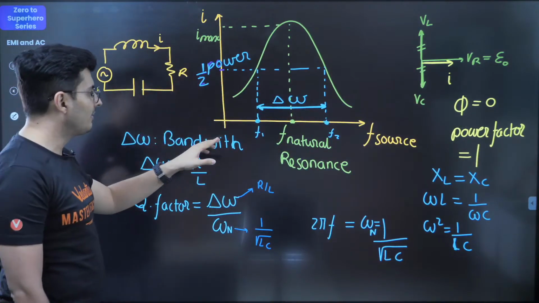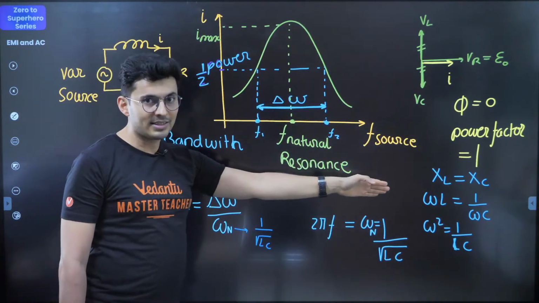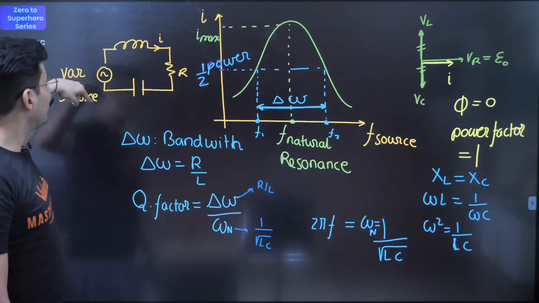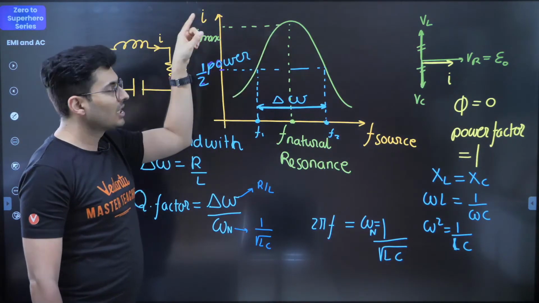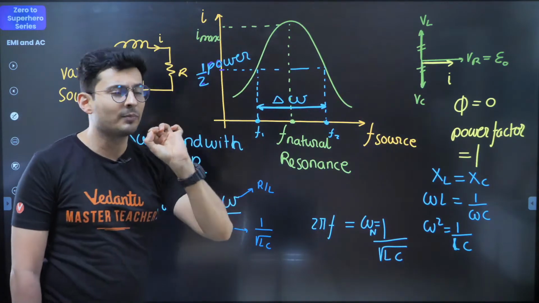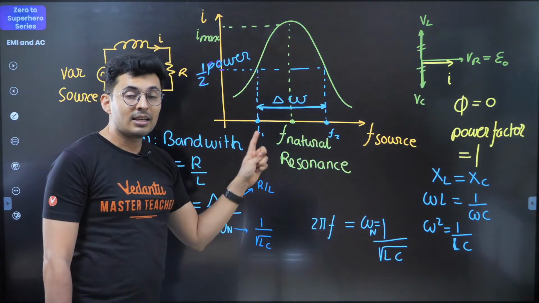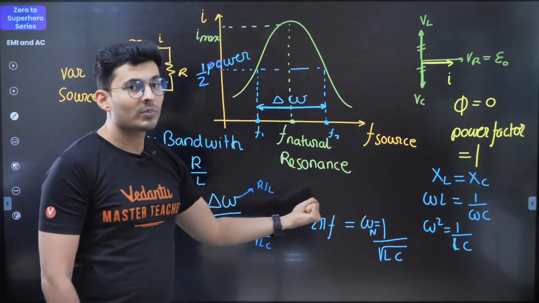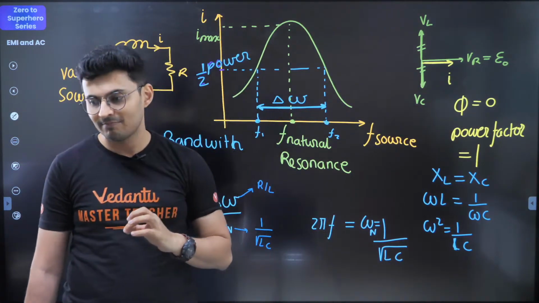So if you draw a graph of current versus frequency of that source, you power it up with different frequencies. There is one frequency for which the current in the circuit is maximum. That phenomenon is called resonance. That frequency is when it matches with the natural frequency of that circuit, which is given by 1 over root LC.